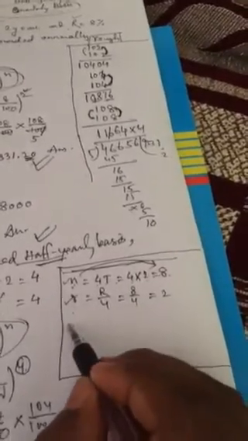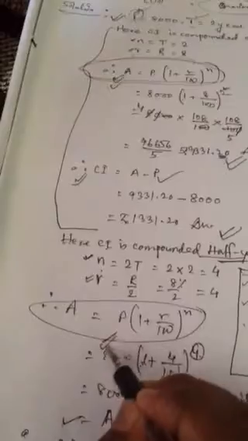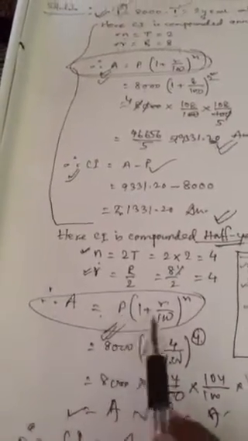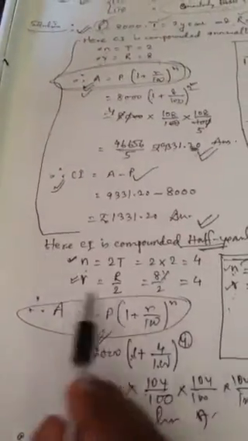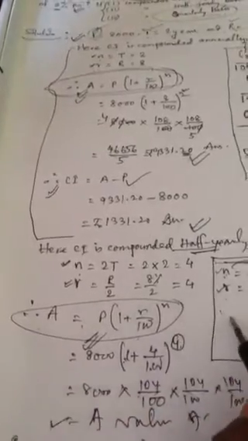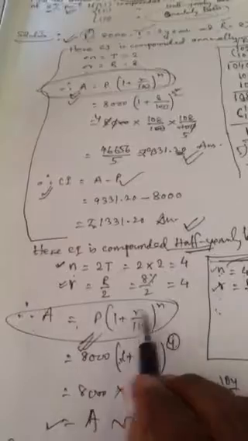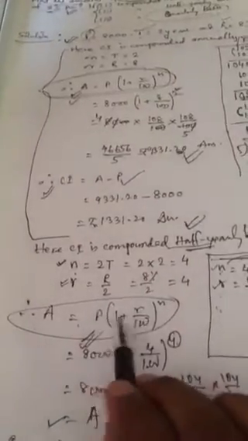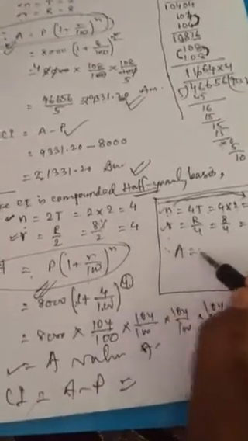So in that way, again you have to apply the same formula. You see here, same formula: A equal to P (1 plus R by 100) power n. And here also you have to substitute the value of P, R and n. P will be 8000 same, but R will be changed. R will be 2 and n will be 8. After putting the value, again you have to cancel and you will get the value of A first, then you have to find the value of CI.